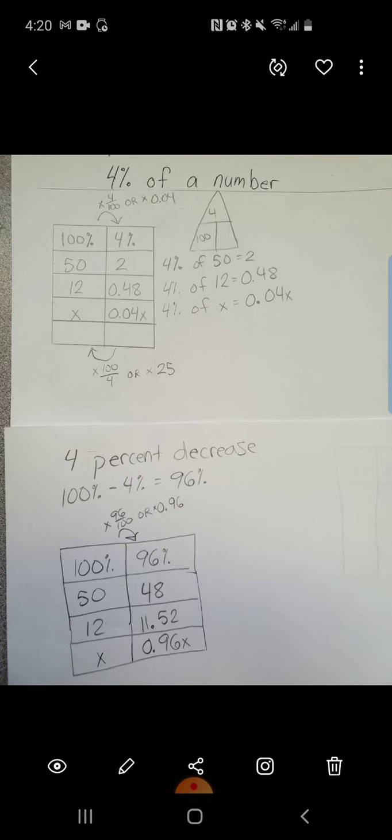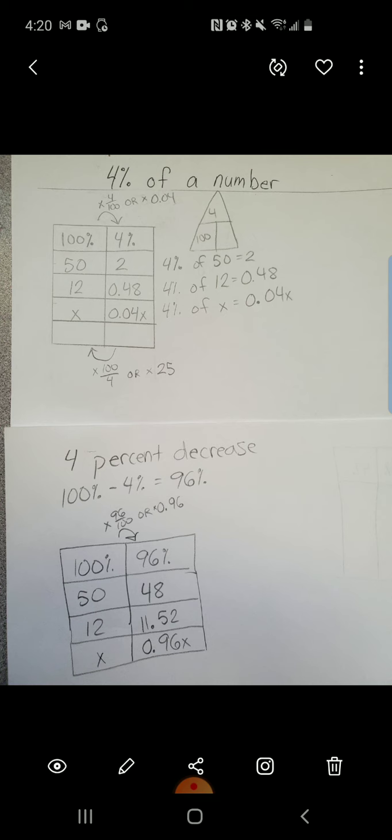We can also make a table to find percent decrease. A 4% decrease means 100% minus 4%, which equals 96%. We found the constant of proportionality going from 100 to 96 is times 96 hundredths. 50 times 96 hundredths equals 48.